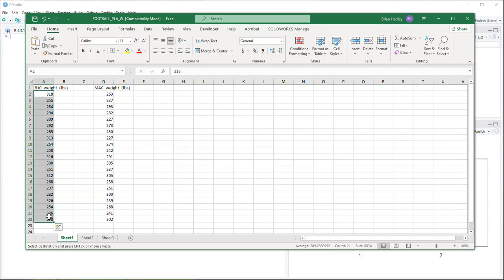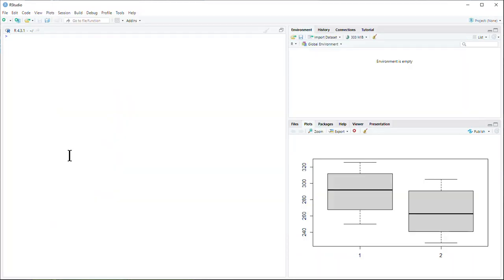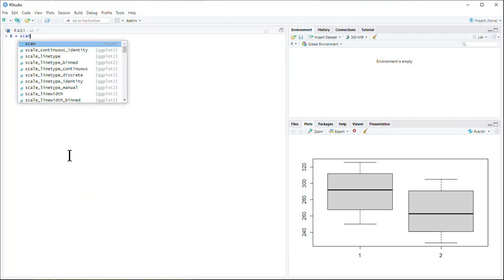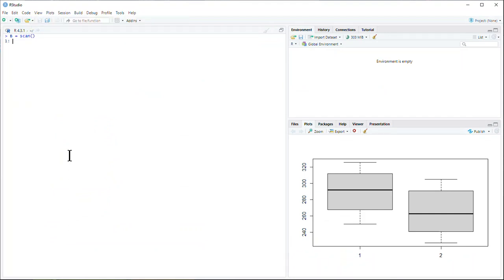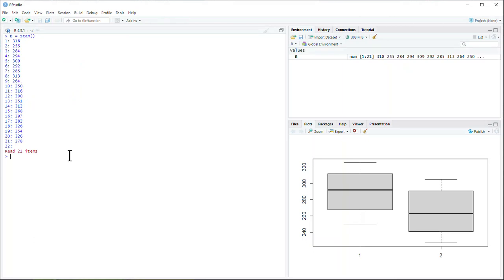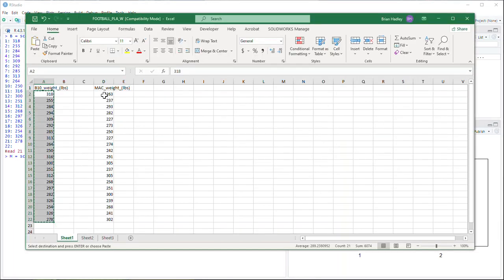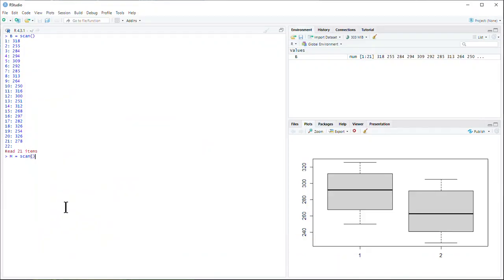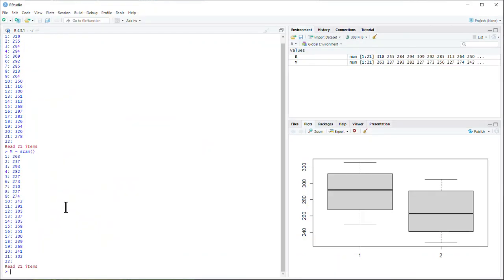I'm going to scan this data into R. So B for Big Ten equals scan, and I put the data in for the Big Ten, and then M equals MAC. So that's the data for the MAC. I'm going to scan that in too. Those are the data sets. So I want to compare those two data sets.